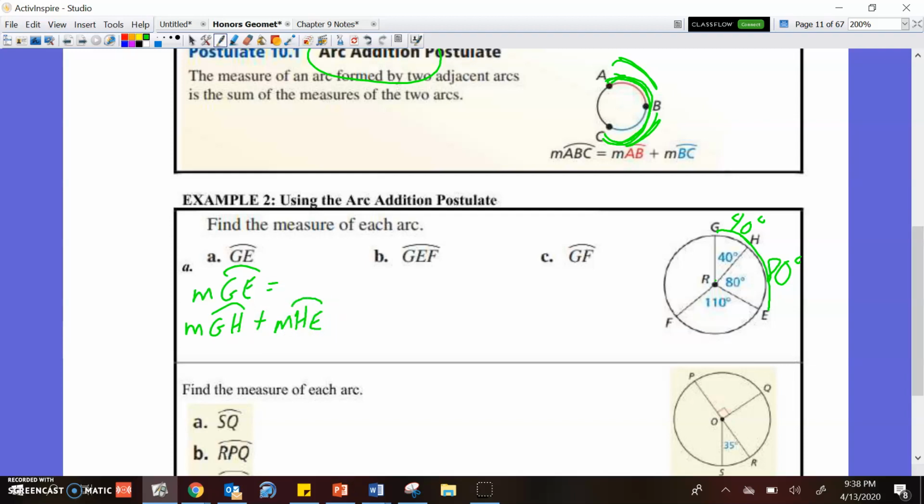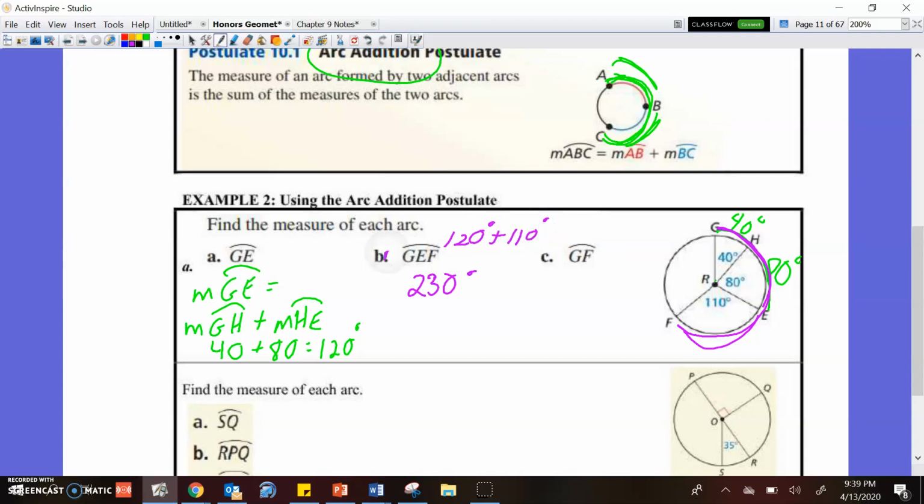And each of those values are 40 plus 80. Now you're not going to write it out like this every time, I understand that, but just showing you 120 degrees. Okay? All right, the next one we're not going to write out in such detail, but GEF would be this entire thing. So I'm going to do 120, what we already found, plus 110. 120 plus 110 is going to give me 230.